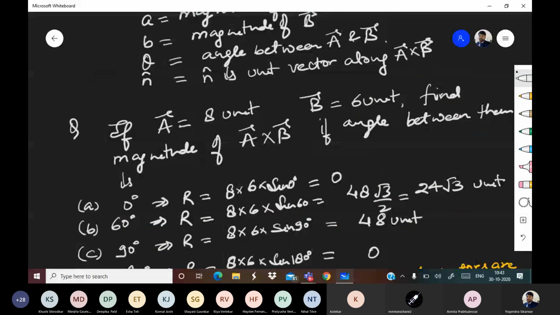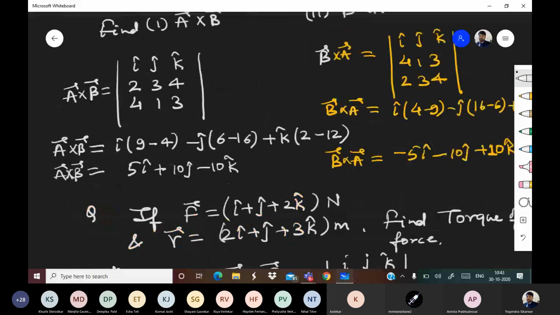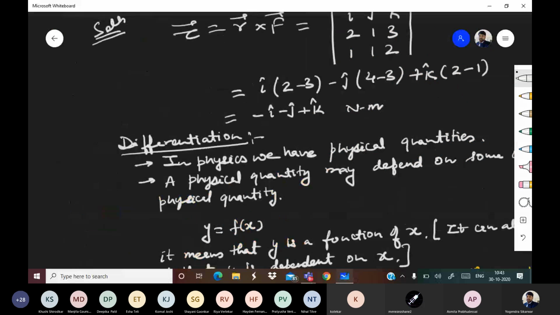Now, further questions. D by dx of 1 upon x plus log x plus 1 upon sin x. Please tell me the answer.